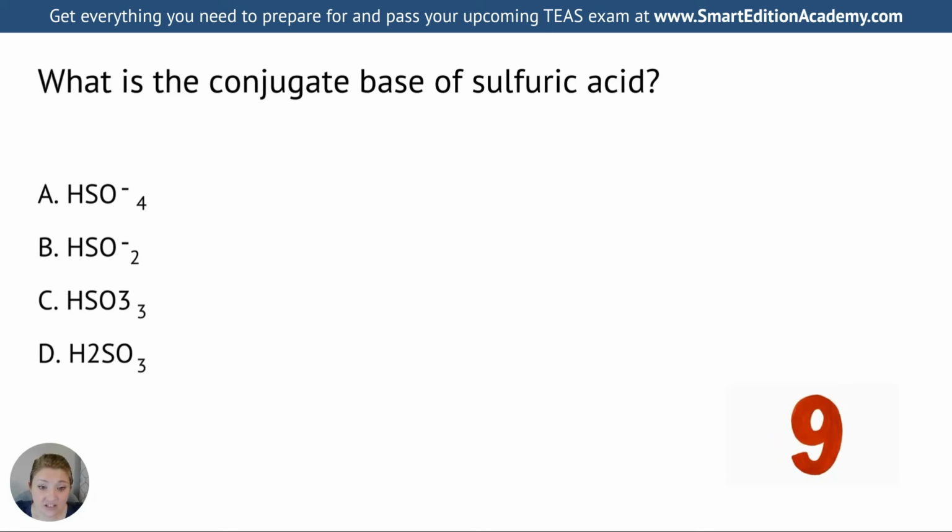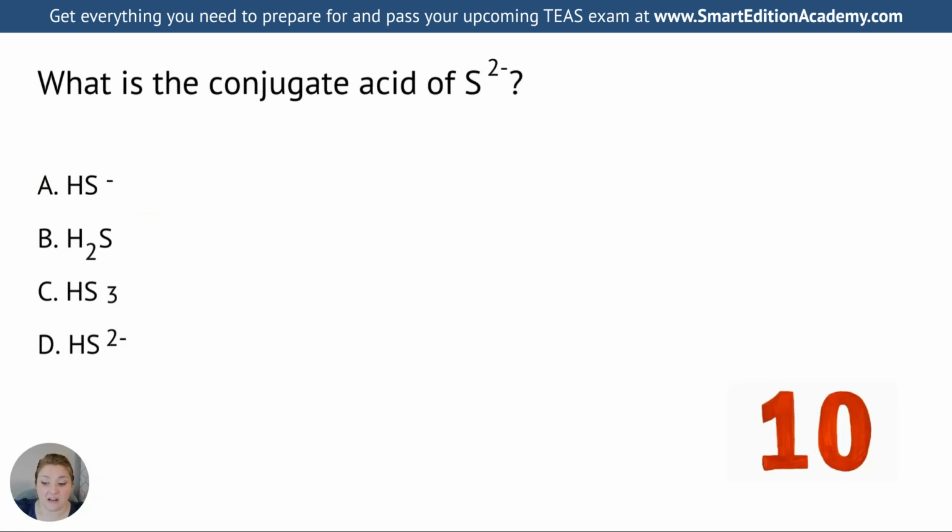Let's go to our next practice question. What is the conjugate base of sulfuric acid? Remember, when an acid loses a hydrogen, it is the conjugate base. So sulfuric acid minus a hydrogen, we're going to end up with HSO4. Here's our next question.